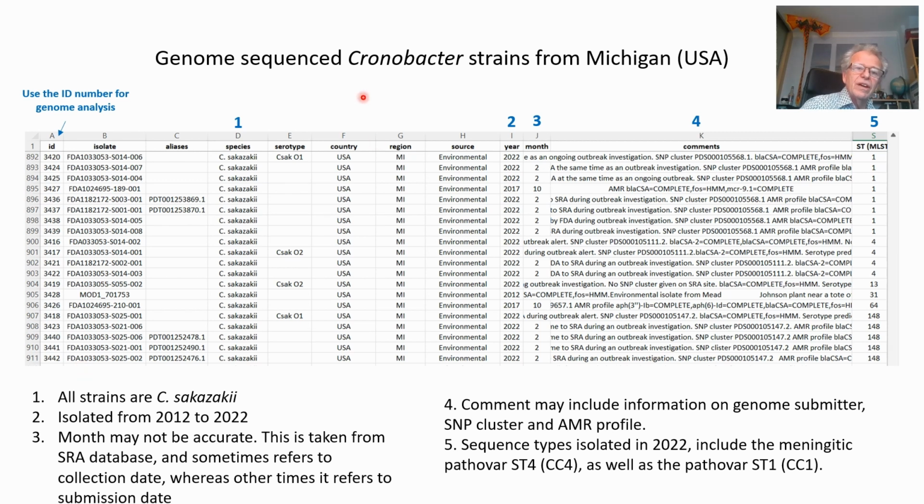We've ordered it according to country, we've ordered it according to region. We're interested, as a subset, in those from Michigan, because that's the area that's in the news at the moment. So let's have a look at them. First off, we can see that all these strains are Cronobacter sakazakii. Column 2, the year: you can see that there have been strains isolated in 2012 and 2017 from Michigan, as well as a larger number from 2022.